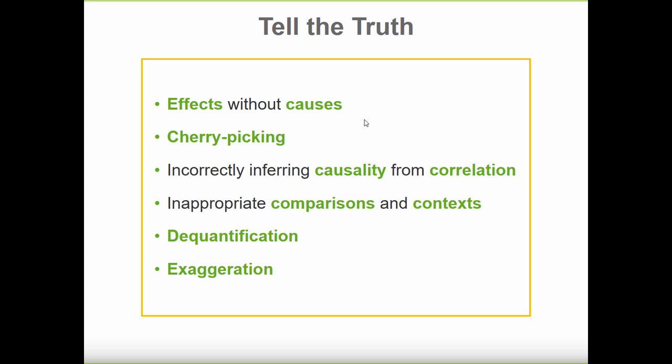Sometimes it's subconscious, sometimes it's not as subconscious. It's probably predetermined that we'll show this chart this way just to highlight what we want to highlight. And effects without causes can cause problems in showing graphs with that. Cherry picking can also cause problems. Incorrectly inferring causality from correlation is another way of showing wrong data or inappropriately showing the data. You might have inappropriate comparisons in context. Dequantification and exaggeration are terms also used to show how data can be skewed in some manner.